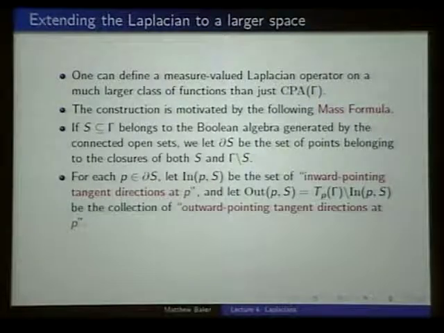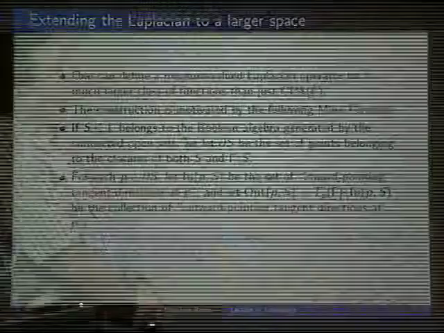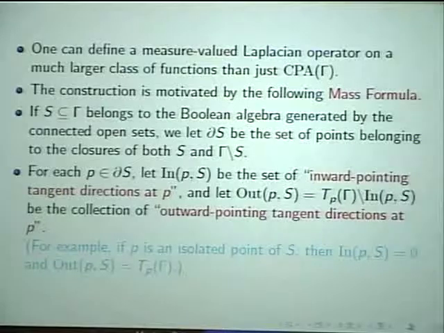And so if I have a point in the boundary, I have a set of inward pointing tangent directions and a set of outward pointing tangent directions. Because my set is a union of intervals, there are certain preferred tangent directions which go into my set S and ones that go outside. So that's what in and out denote. And I think this is clear. If P is, for example, a point, which is allowed in my definition, then there are no inward pointing tangent vectors. Everything points outward.